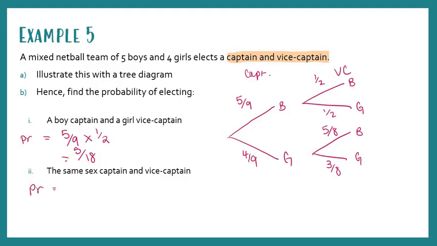Then we have same-sex captain and vice captain, and so there are 2 possible options here. The first being 5/9 times a half for the boy, or 4/9 times 3/8 for the girl. Now, if we add those together and simplify, we're going to end up with 7/9.